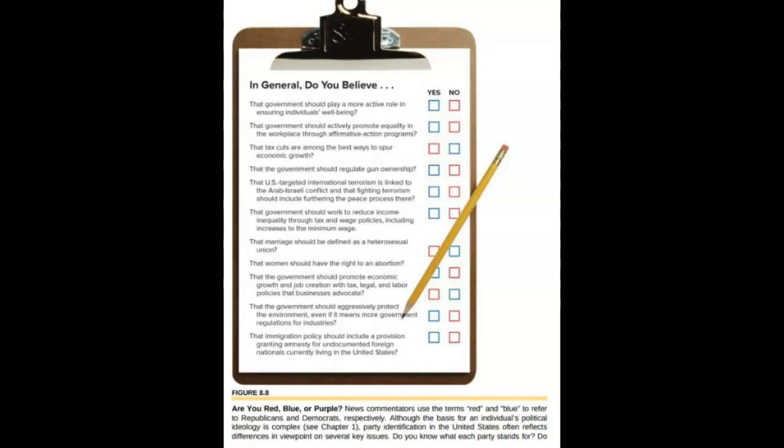In other words, if you were to look at this image and this survey, the first thing that an individual is asked is whether or not you believe that government should play a more active role in ensuring individuals' well-being. Right here we can see that already the blue that is typically associated with Democrats is easily identifiable as yes, and the red, which is often associated with Republicans, is under the no box. So again, this can very much contribute to people fitting into these ideal boxes along party lines.